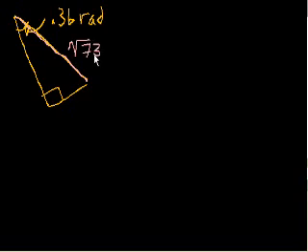Let's say that this angle up here is 0.36 radians. That angle is 0.36 radians, and then this top side, let me do it in a different color, this top side in pink, is square root of 73 units long. It could be inches or feet or whatever, but it's square root of 73 units long. So my question is, what is this side here?